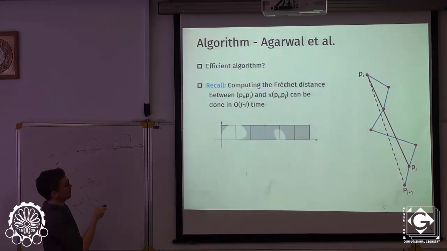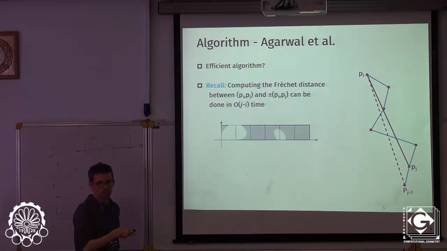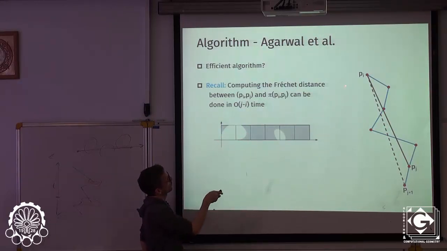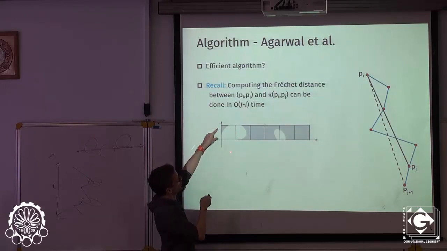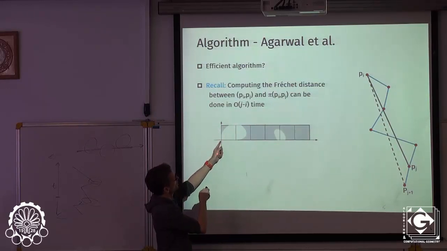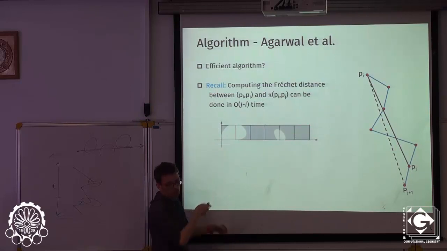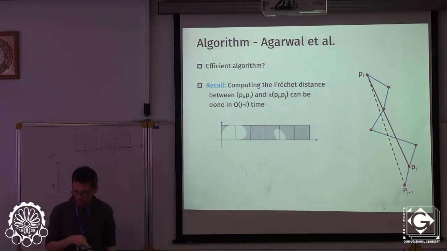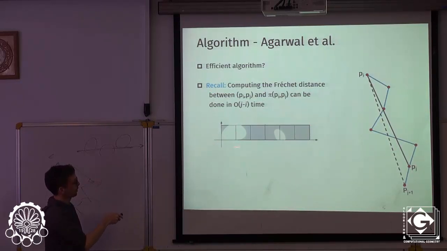Just as a reminder, for the Fréchet distance, the problem that we now need to solve for one subcurve is essentially one row of the free space. If I give you the subcurve that I'm interested in and a segment, then the segment is on this axis, the subcurve is here. I want to know, is there a path from the lower left to the upper right? And this we can simply do in terms of the complexity of this free space, which is order of j minus i.